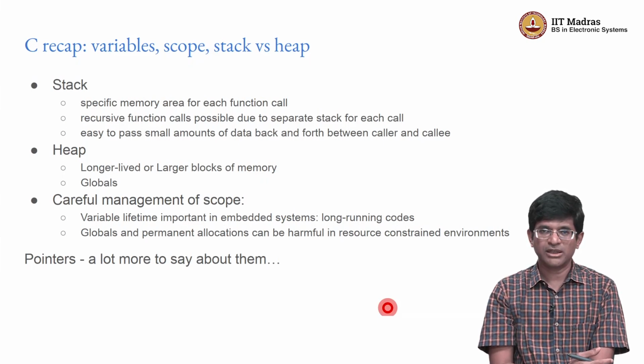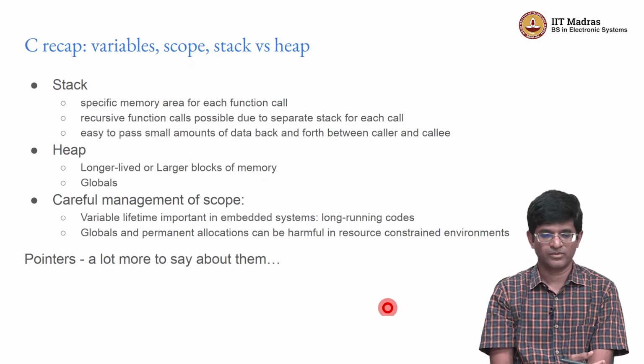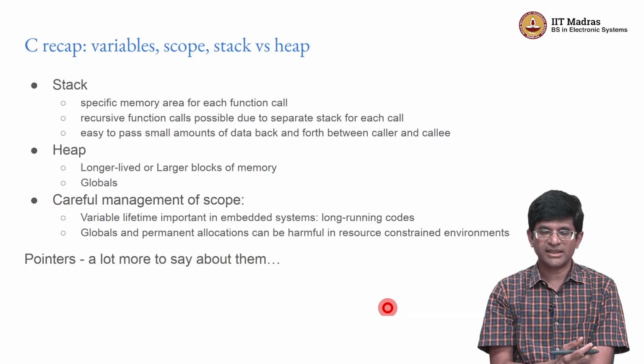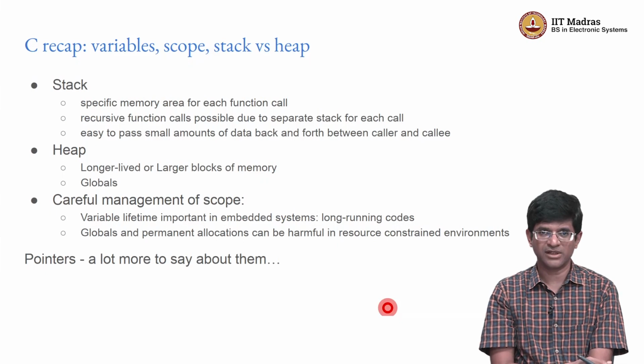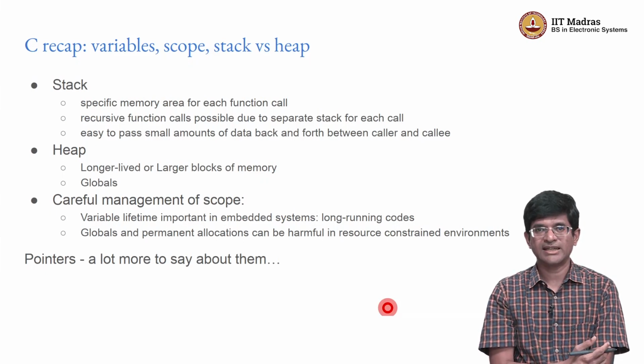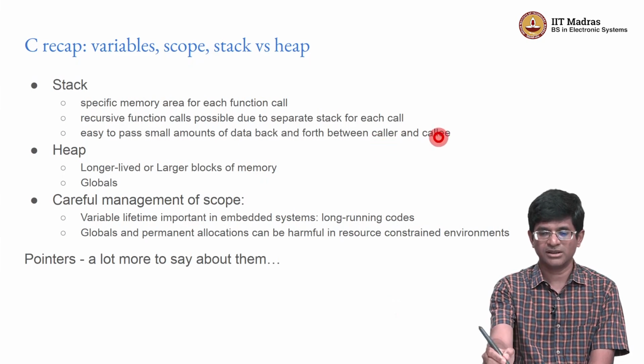The stack in particular is a specific area of memory that is given to each function call, and it is one of the things that enables the use of recursion, right? The important thing is each function has its own stack area, which means that it creates its own local variables, things that only that function knows about, and nobody else anywhere in the program has anything to do with those particular values. But it also allows you to pass data back and forth between the caller function and the callee function.